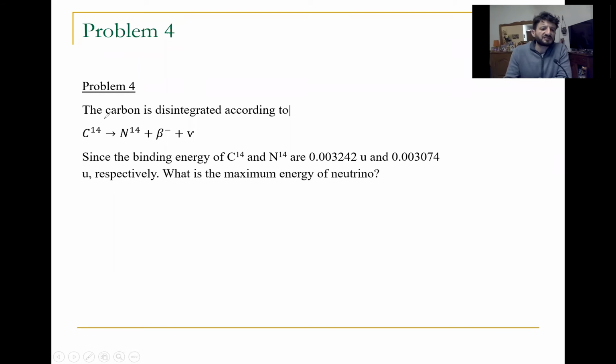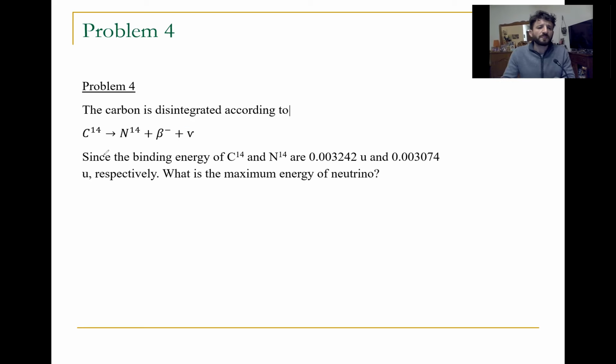Problem 4. The carbon decays according to the following relation. Carbon decays to nitrogen by the beta minus decay, okay? By beta minus emission. What I mean by beta minus, it's an electron, plus neutrino. Anyway, you don't need now to know the beta plus, beta minus, alpha decay. We will talk about all these reactions in the next chapters.